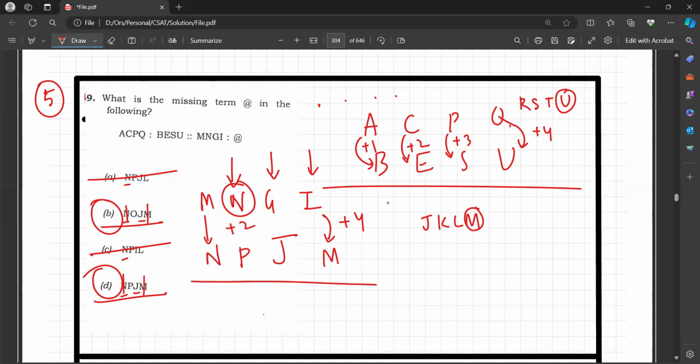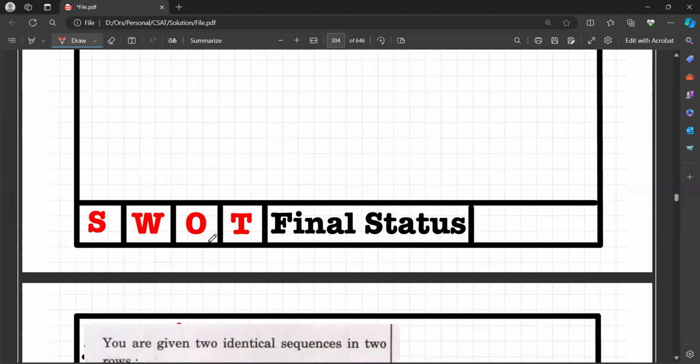Answer is NPJM. So your answer is D. Got it? Clear? Proceed to the next problem, that is question number 6.